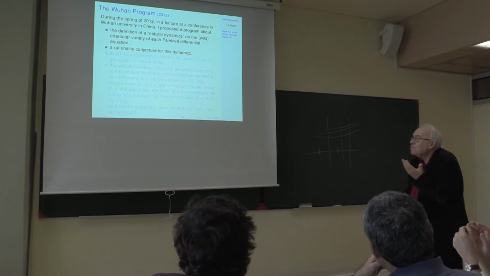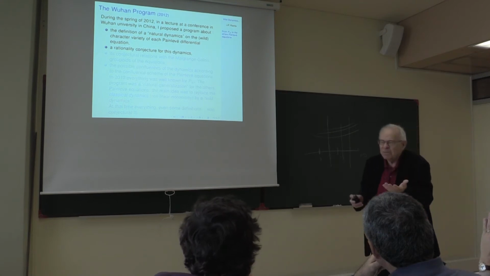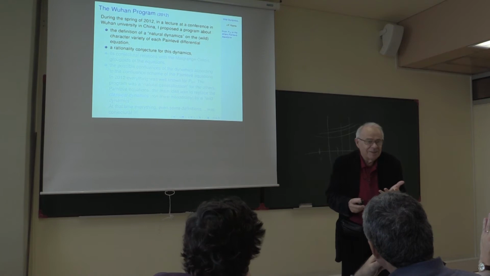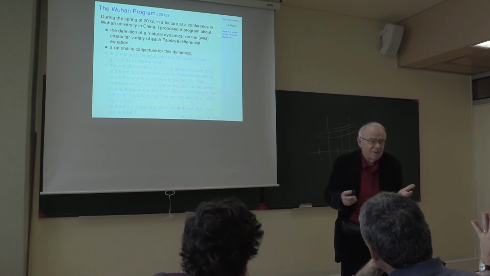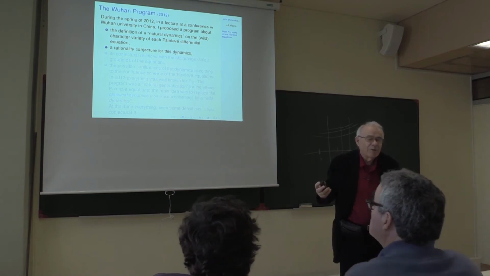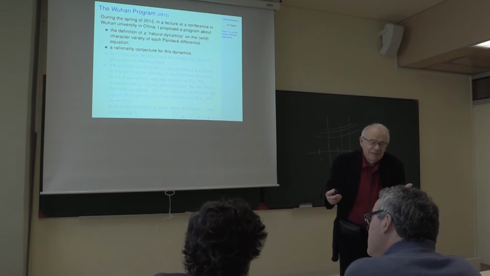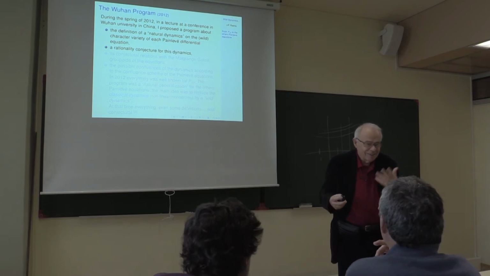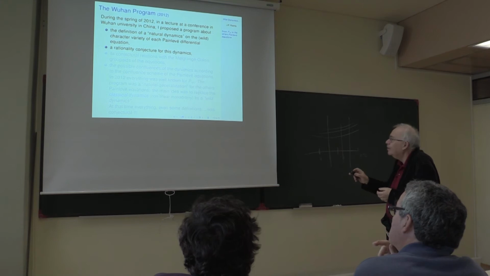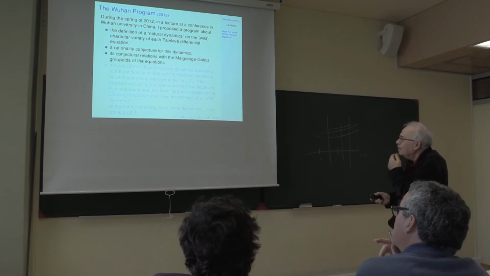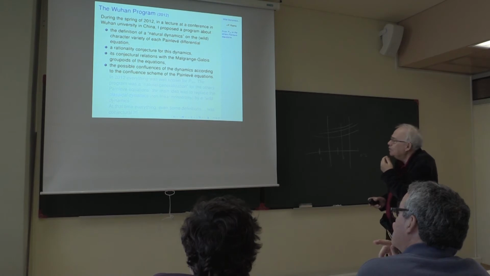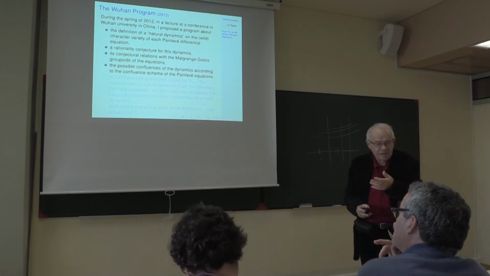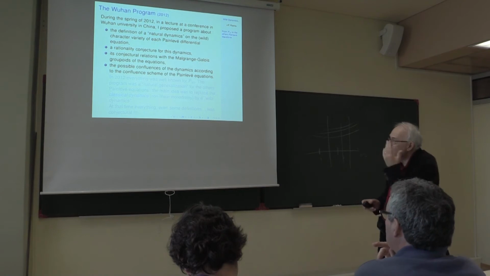And so the first claim is that, it's complicated. First claim is that no, this dynamic is not only local. In fact, it can be extended into a rational dynamic. No longer algebraic like in P6. Such is life, you have poles, but it's rational. Okay, and then there are relations with Galois groupoids. And the next step is the possible confluence of the dynamic according to the confluence scheme of the Painlevé equations. We start with Painlevé 6.